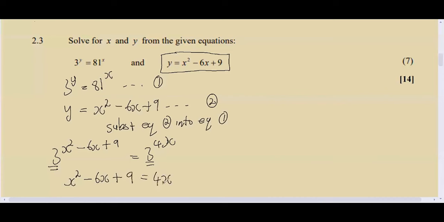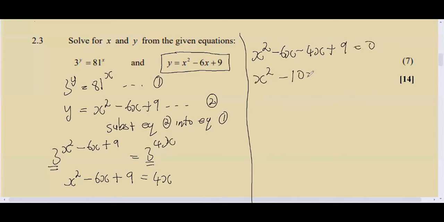Now, all I can simply do is take this 4x and bring it over to the other side, right? So now I will have x squared minus 6x minus 4x plus 9 is equal to 0. So this will give me x squared minus 10x plus 9 is equal to 0. Now, looking for the factors of 9 that, when you multiply them, give you 9, and when you add them, give you 10. That's obviously 9 and 1. So that's x. Because here we have a positive but negative in the middle term, we know it should be minus minus. So x minus 9, x minus 1.